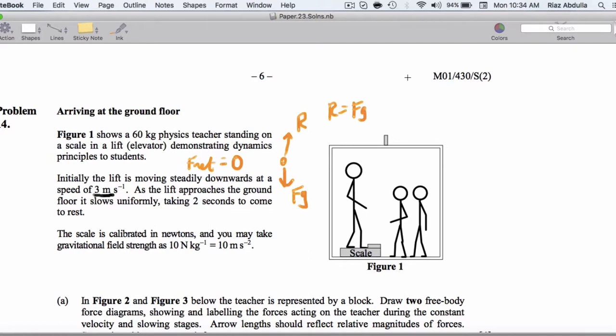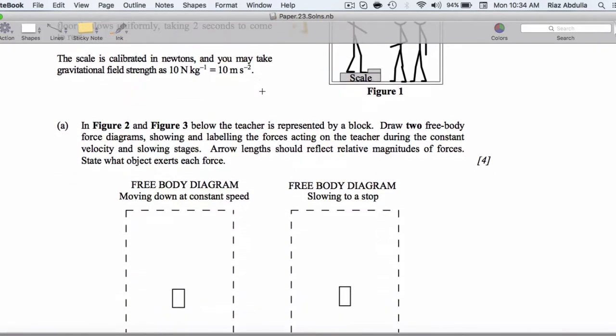And by the way, one other thing: whenever you have scales on an elevator, I want to be clear, this is the normal reaction force. This is also what the scale says. So let's be careful on that.